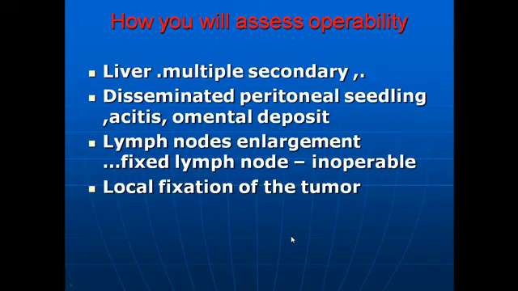You do a laparotomy, before that you adequately prepare the patient, and you correct all the conditions, and anesthesia has been given, and you do a midline incision, and after incision, what are the things you will have to look for? You will have to look for the liver, the peritoneal seedlings, the lymph nodes, and especially you'll have to look for the local fixation of the tumor, whether the tumor is fixed or not.